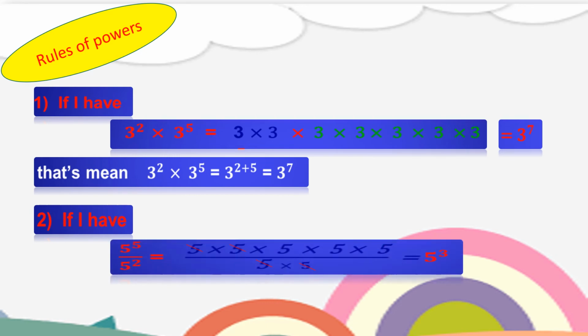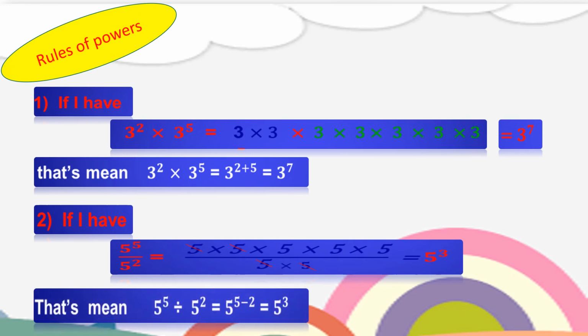Number 2: if I have 5 to the power 5 over 5 to the power 2. Factorize: 5 to the power 5 equals 5 times 5 times 5 times 5 times 5, and 5 to the power 2 equals 5 times 5. Cancel the same number up and down, so I cancel the first 5 and the second 5. What's the remainder here? The remainder is 5 times 5 times 5. That means 5 to the power 3, right?